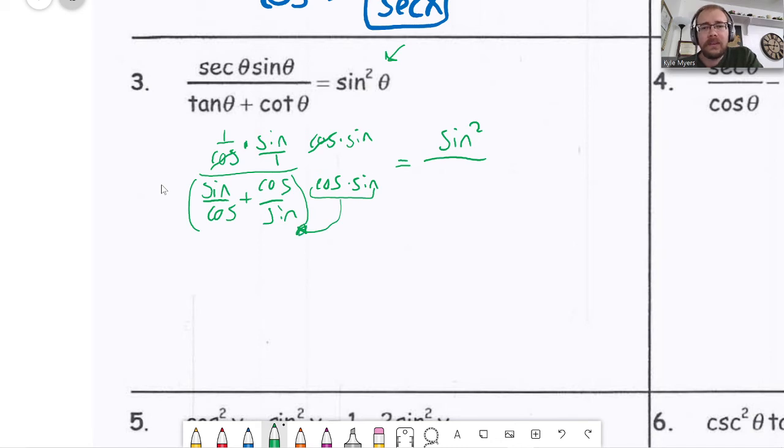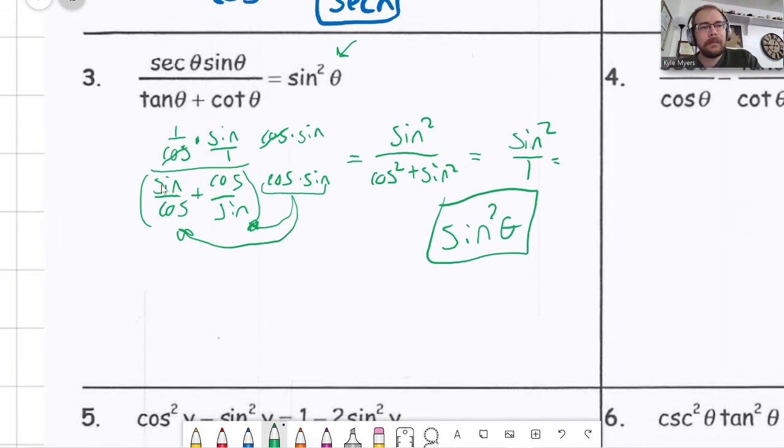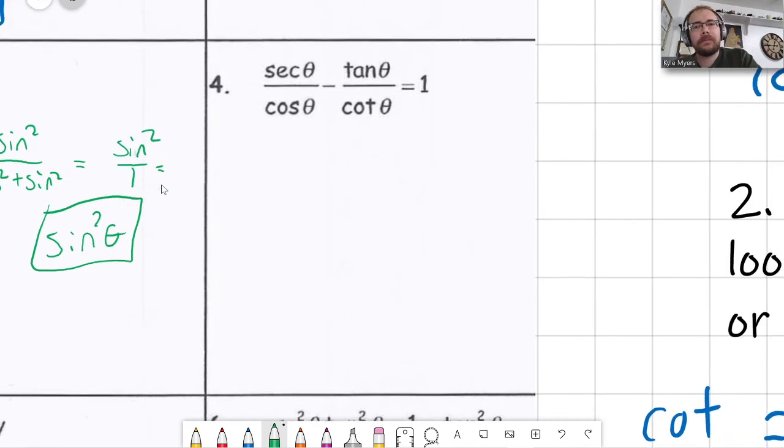So the sines would cancel and it'd have cosine squared. And then all of this times that. The cosines would cancel and then I'd have sine squared. Oh, look at that. Oh, it was Pythagorean identity. Because look at that. Cosine squared plus sine squared. That's 1. And there we go. Equals sine squared theta. All right. So that's all you have to do. You just go down the list. Start with an appetizer. Move on from there.